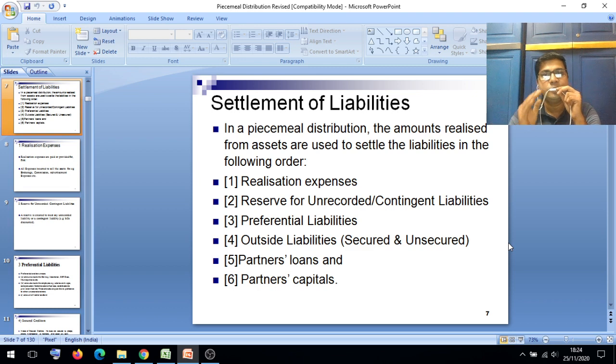Now, settlement of the liability. Which liability we have to pay first? There is an order that we studied. First, we have to pay realization expenses, then reserves for unrecorded and contingent liabilities, preferential liabilities, outsider liabilities, secured and unsecured, partner's loan, and partner's capital last. These things you have to keep in mind.